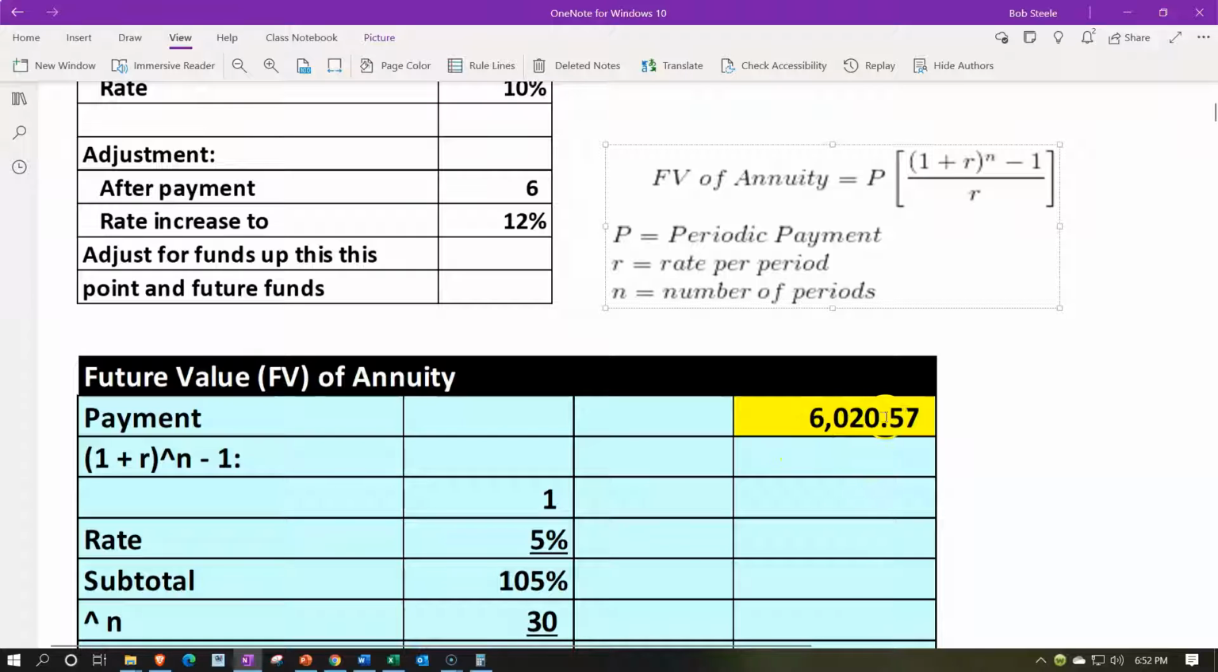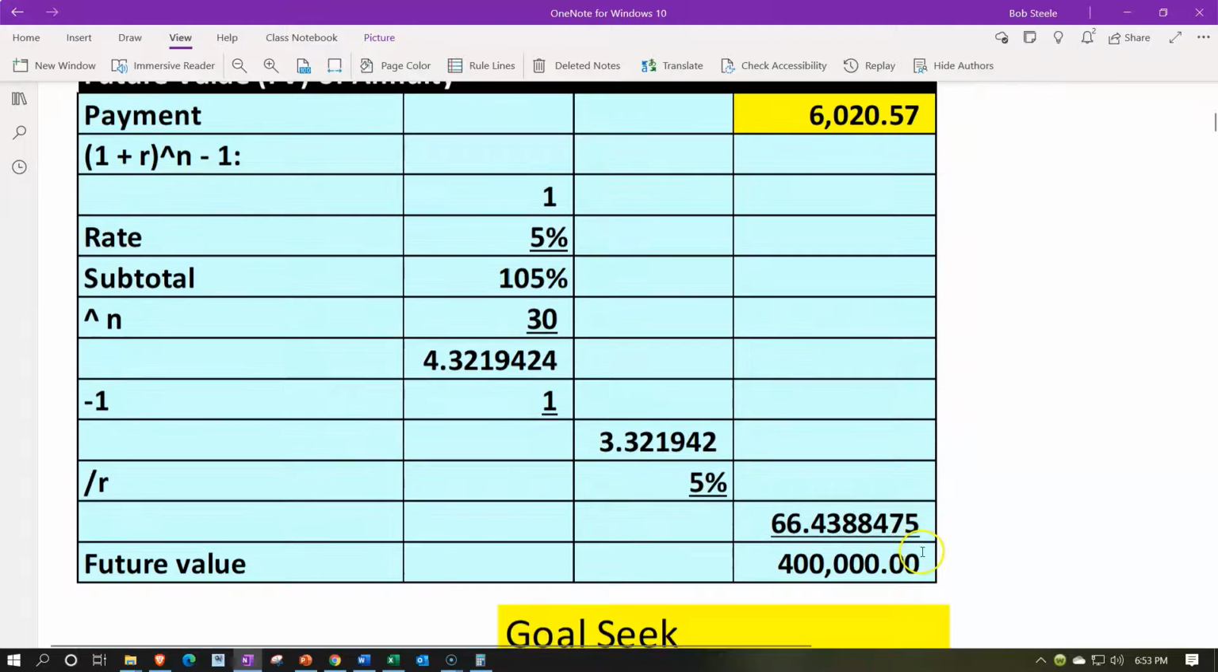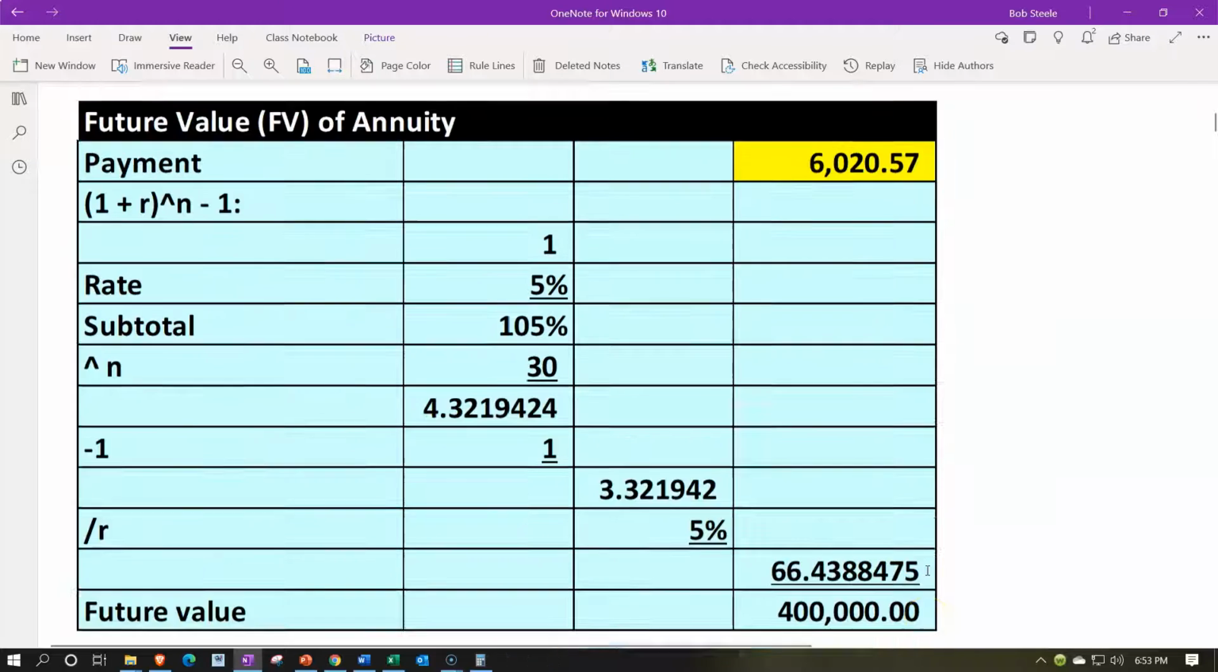So in practice, I would put a 1,000 here, something that we're taking a guess at, so that we can calculate this out and then adjust this yellow number until we get to the bottom line number that we think it should be, this number then reaching the 400,000.